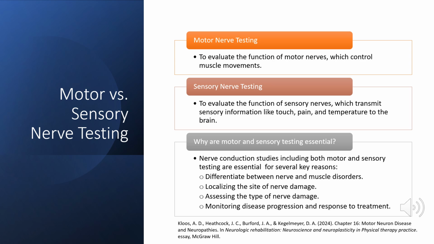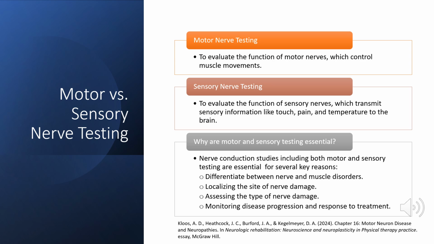A complete nerve conduction study includes testing at least 2 sensory and 2 motor nerves in an affected limb. Ideally, similar tests should be performed on the contralateral side and another limb for comparison. This helps differentiate between nerve and muscle disorders, localize the site of nerve damage, and monitor disease progression in response to treatment.